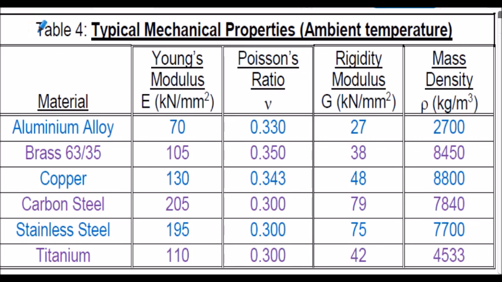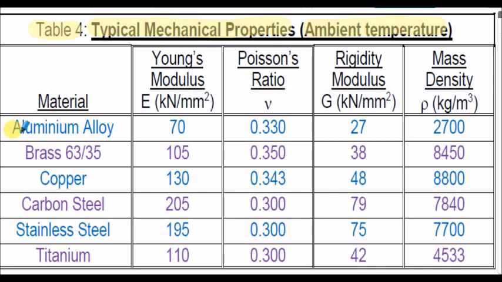And purely for reference, table 4 states typical mechanical properties at ambient temperature, room temperature, of various materials that are often used within engineering. This table is purely for illustrative purposes to make you aware of the type of material properties required to be input to an FEA package.